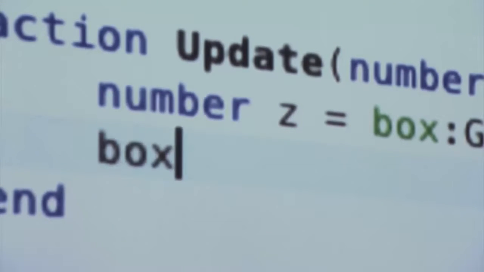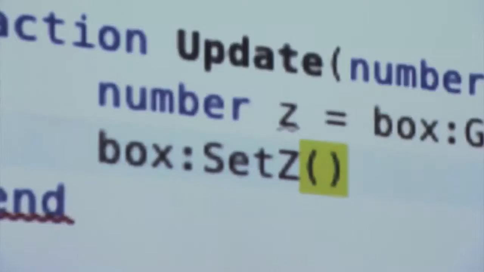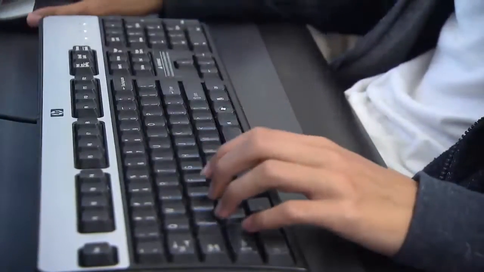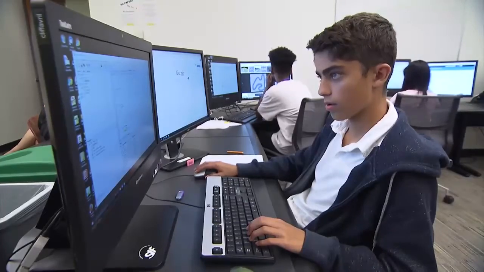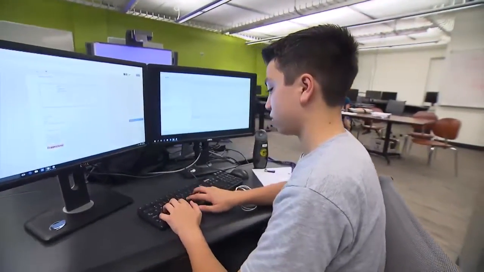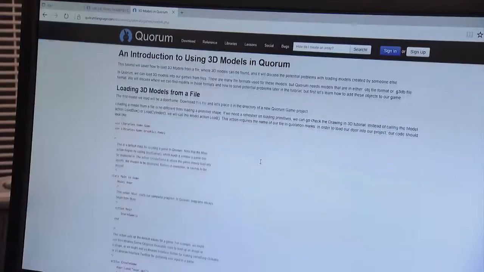Is we're now going to say box. Technology jobs are in demand, and an understanding of computing and coding are important for anyone pursuing these opportunities. But learning programming languages can be difficult for any new student, including some students with disabilities. That's why Quorum was created.